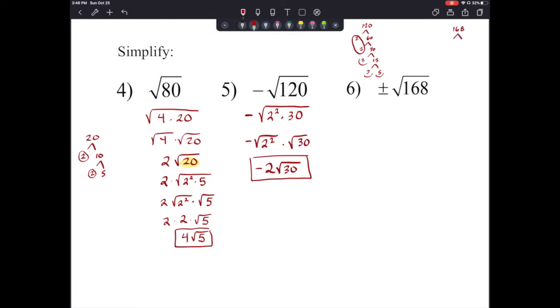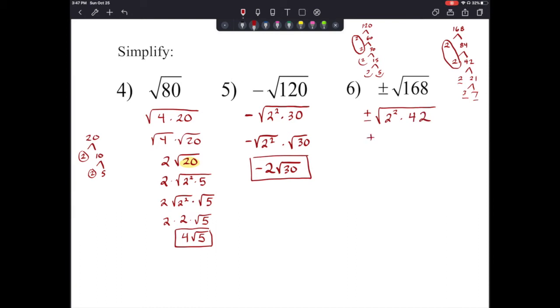168 breaks apart into 2 and 84, which means that 2 goes into it again, so we know 4 goes into the whole thing, but that would be 2 and 42. 42 breaks into 2 and 21. 21 breaks into 3 and 7. So look for your pairs. We only have one pair of 2s. So we're going to say positive or negative square root of 2 squared times 2 times 3 times 7, which is going to be 42.